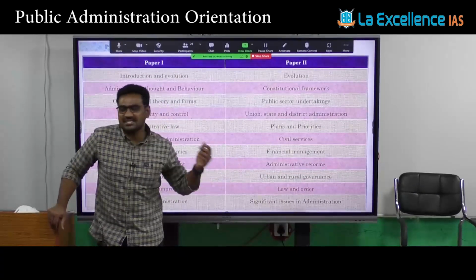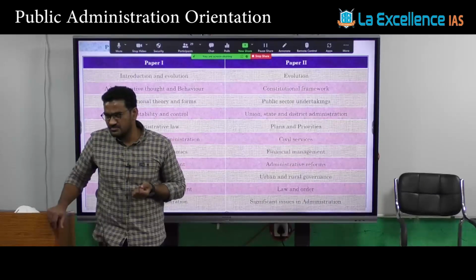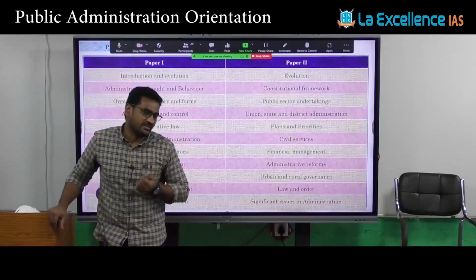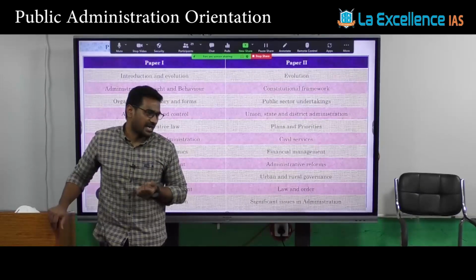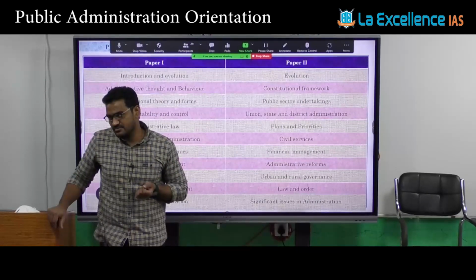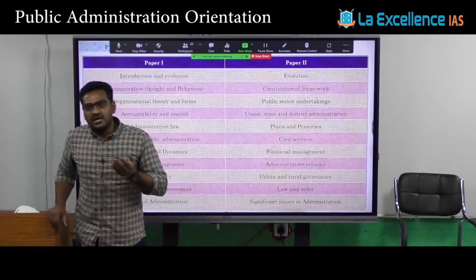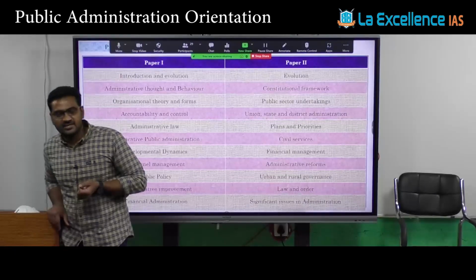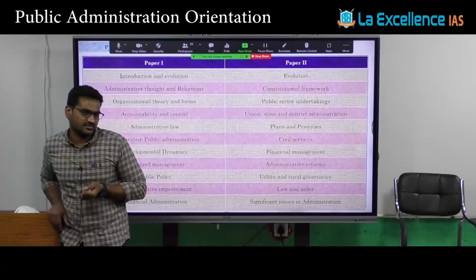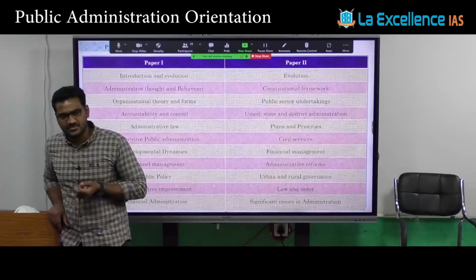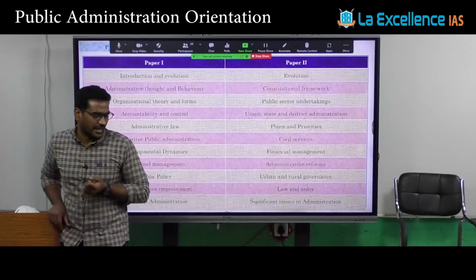Right? So we'll be discussing those topics here. And also we'll discuss things like auditing and accounting as part of this topic. Tell me, which institution is involved in auditing? Comptroller and Auditor General of India, CAG. In accounting, there is an institution called the Comptroller General of Accounts, CGA. So these two institutions are involved in accounting and auditing.